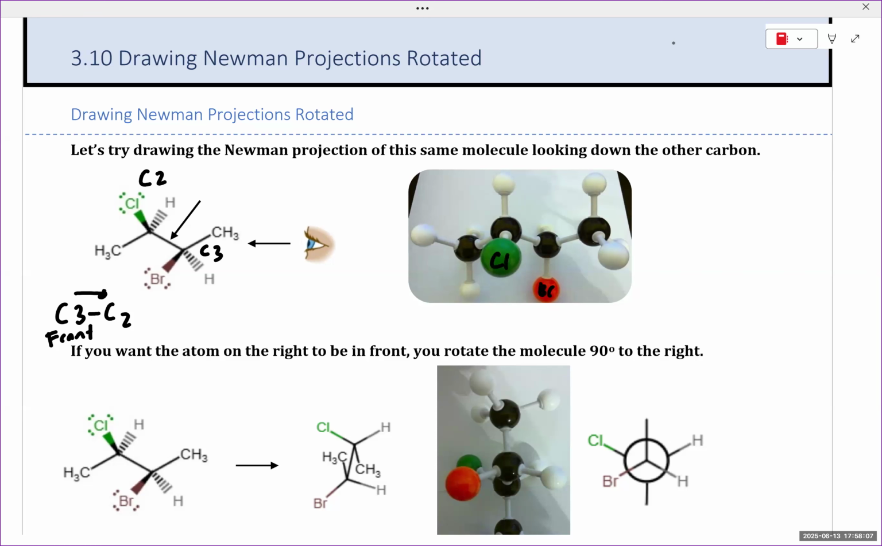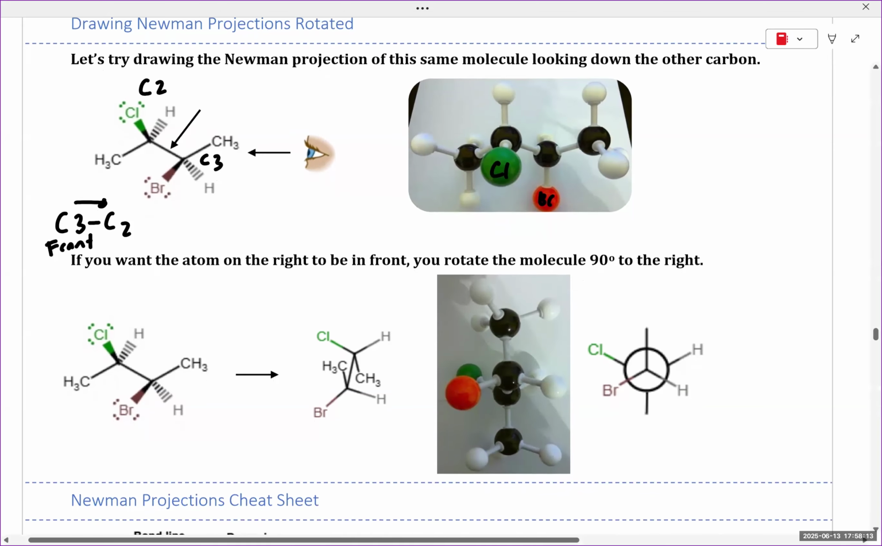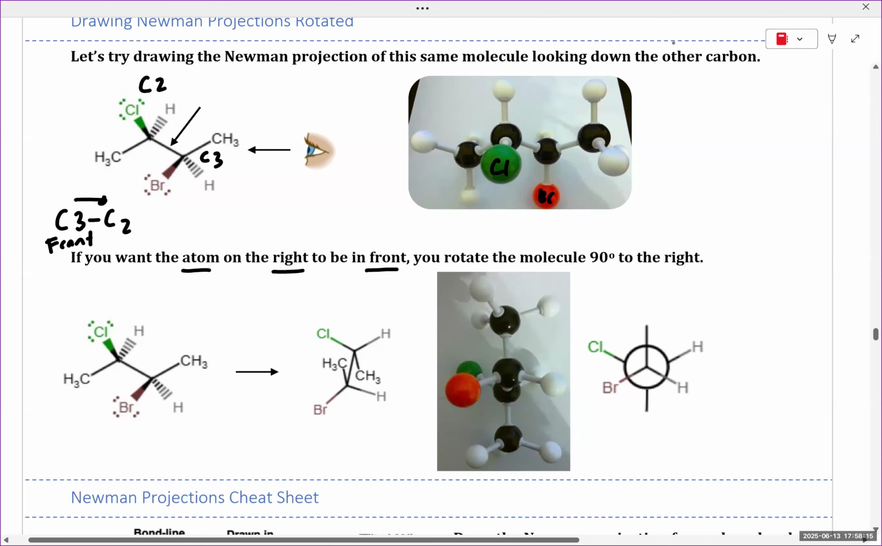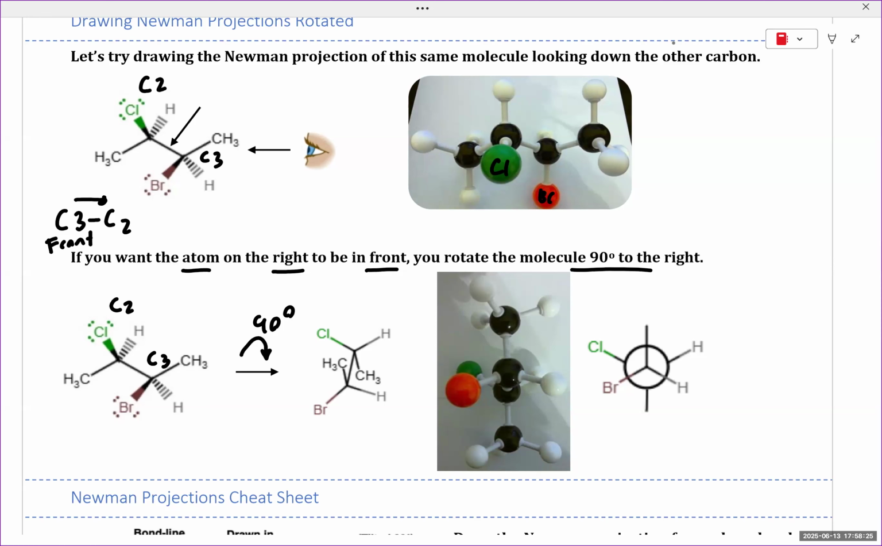Chlorine's in front, bromine's in front, everything looks good here. So, if we want the atom on the right, which is carbon 3, to be in front, we rotate the molecule 90 degrees to the right. This in turn means that carbon 3 is now in front. Interestingly, in this case, everything with a wedge ends up on the left, everything with a dash ends up on the right.